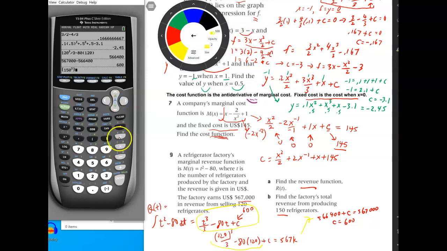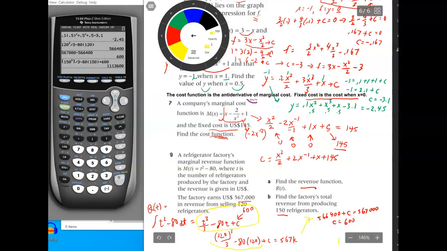So 150 cubed divided by 3 minus 80 times 150 plus 600. And this will give us the revenue from 150 refrigerators. It's 1,113,600. Okay, and now we're finally done with the packet.